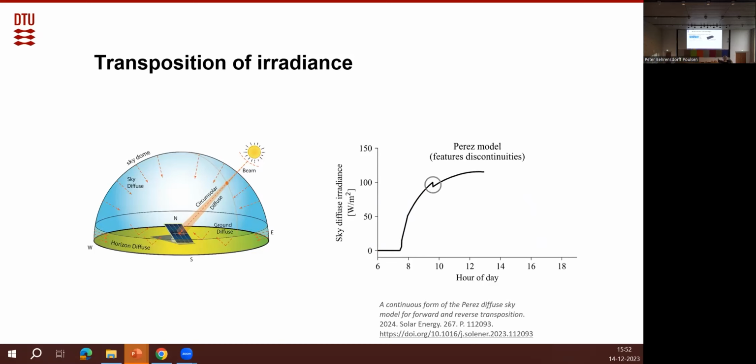So the overall long-term accuracy is about the same, but we're able to use this model for a lot of other purposes, such as reverse transposition, when you take irradiance on a tilted surface and try to back-calculate what it would have been on a horizontal surface, for example.